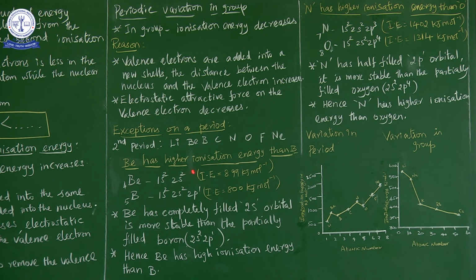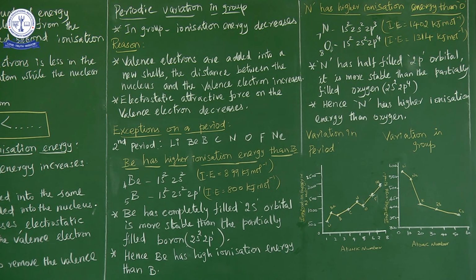So beryllium has a completely filled s orbital because the maximum accommodation of electrons in the s orbital is 2. But boron has 2s2 2p1. So 2p has only one electron. 2p1 means, completely filled configuration means 2p6, and half filled should be 2p3. But here it is neither 3 nor 6. So it is a partially filled one. So beryllium has a completely filled 2s orbital, which is more stable than the partially filled boron.